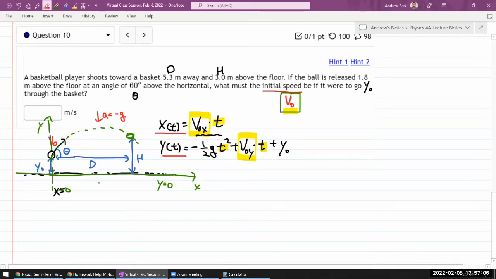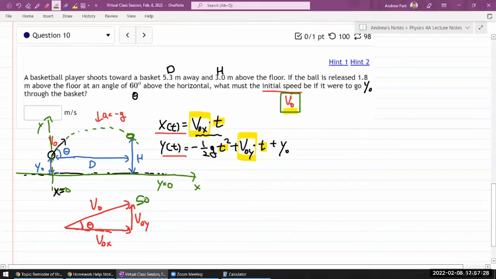So let me just draw a quick vector diagram. If this is my initial speed of V0, and this is my given angle theta above horizontal, then this is my x component, this is my y component. Remember the trigonometry, opposite over adjacent, so SOH CAH TOA. So this mnemonic that you might remember from your geometry, trigonometry classes: sine of this angle is opposite over hypotenuse.